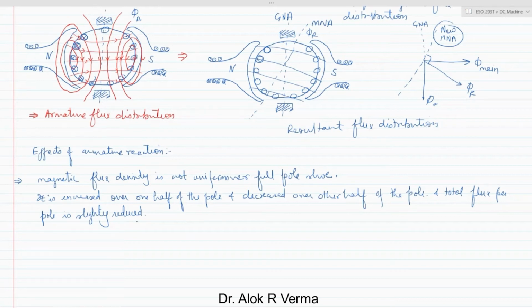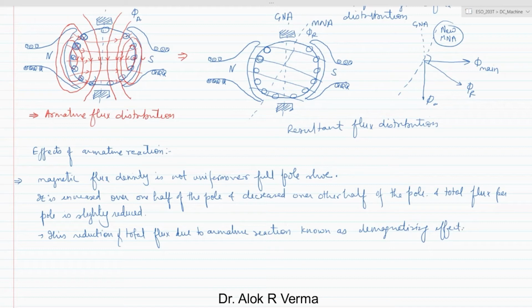So this effect of total flux reduction by the armature reaction is known as the demagnetizing effect. So this reduction of total flux due to armature reaction is known as the demagnetizing effect.